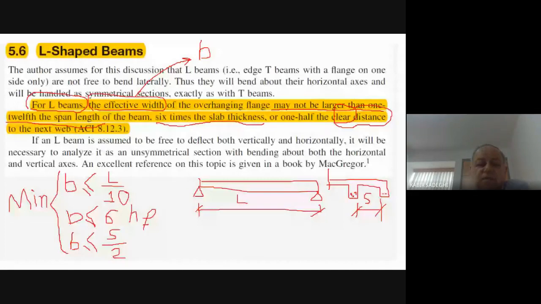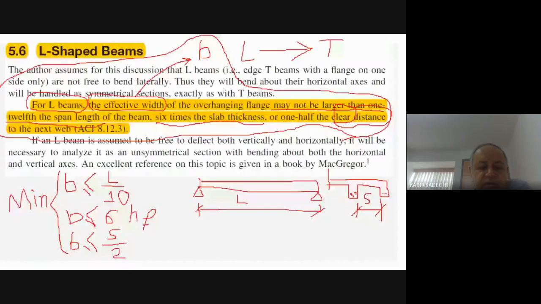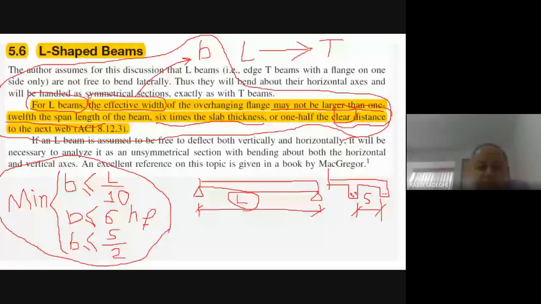The other formulas, equations, approaches is exactly like T beam. When you say the design of L beam, exactly use the formulation and equation of T beam, except the value of B is different. And B will be the minimum of these three values, where L is span length and S is clear distance between the adjacent beams. I hope it's clear and is enough.